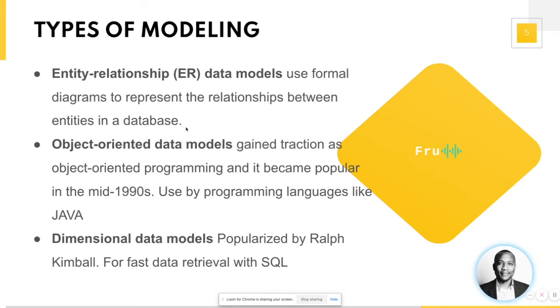Now, there are many different types of data modeling. We're not going to go into every single one of these. Everything from your entity relationship diagrams, which is a more formal approach, all the way to object-oriented data models, common with programming languages like Java or C++, or your dimensional data models, which was popularized by Ralph Kimball with the data warehouse and the dimensional modeling approach.